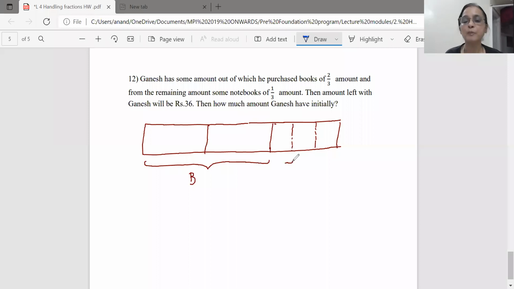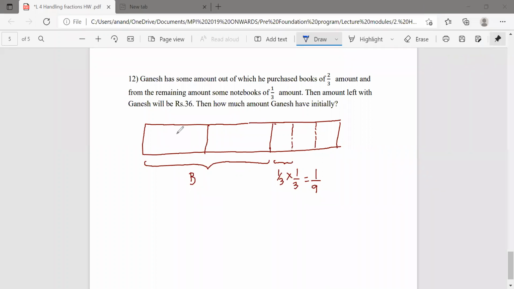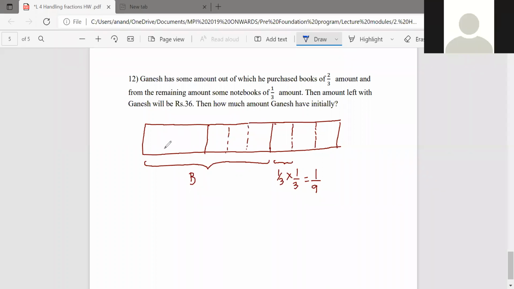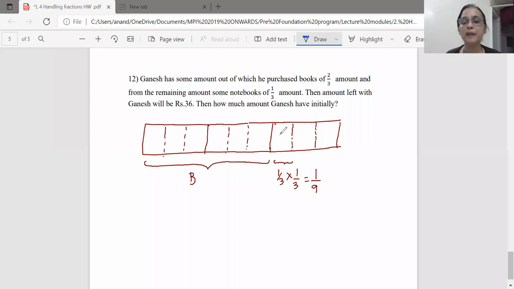First, from the whole amount, I took 1/3. And now I'm taking 1/3 of this 1/3. So how much am I taking of the whole amount? 1/3 of 1/3 means, am I taking 1/9 of the whole amount? If I make these parts also in 3/3, this will be 1/9 of the whole amount, which I'm using in notebook.